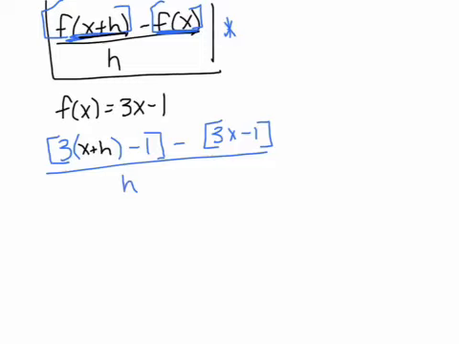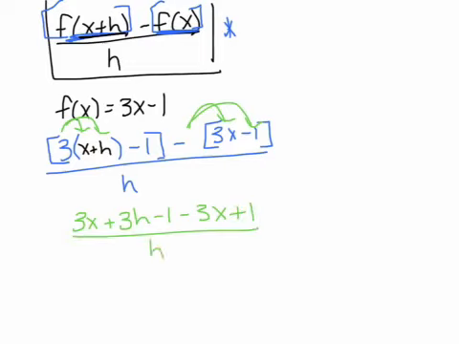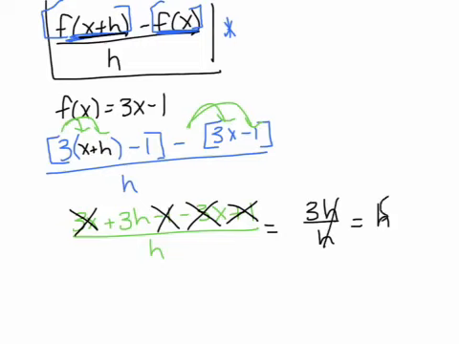Now, our goal from here is to do some simplifying. So I'm going to distribute. So I get 3x plus 3h minus 1, distribute the negative, minus 3x plus 1, all over h. So let's see what we can do. 3x cancels with 3x. Negative 1 cancels with 1. So I have 3h over h, which equals 3.